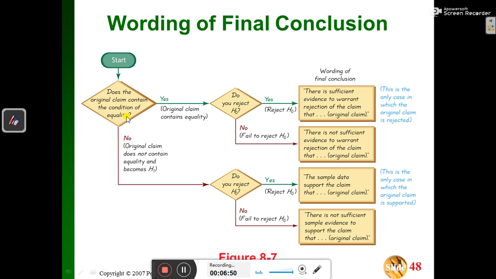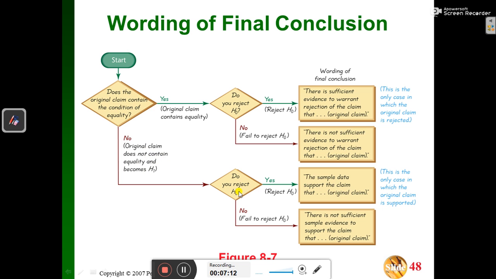Here, no. Does the original claim contain the condition of equality? No. In case of yes, we will go to this solution. Here, the equation of the original claim does not contain any equal symbol, so the original claim becomes H1, because that becomes the alternative hypothesis.